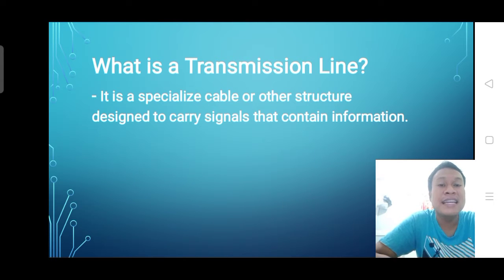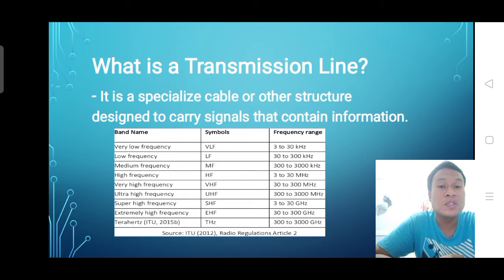A transmission line is a specialized cable or other structure designed to carry signals that contain information. For us to carry information, we need an alternating signal or frequency signal, which is often referred to as radio frequencies. Radio frequencies include the very low frequency or VLF, ranging from 3 to 30 kHz, followed by low frequency, which ranges from 30 to 300 kHz.